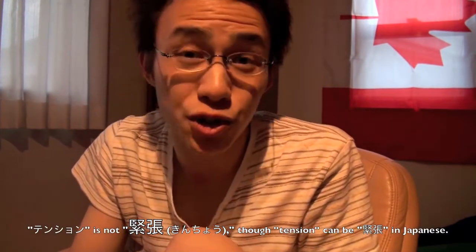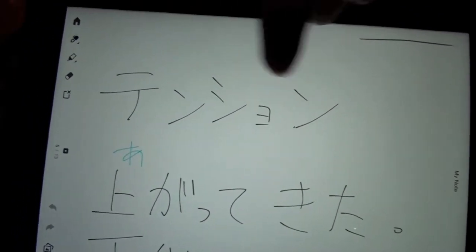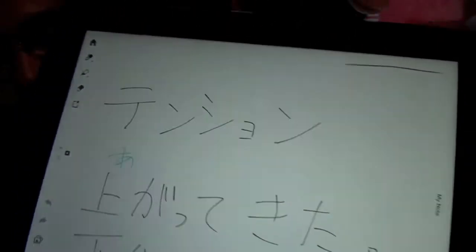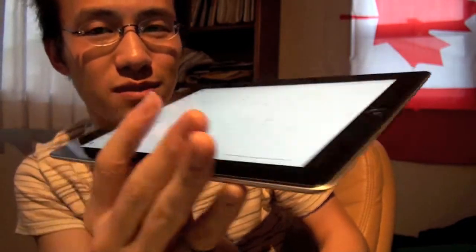Tension is not kincho in Japanese. Kincho is just kincho. We don't use a katakana word for that. We use kincho, which is a really Japanese word. And why tension, even though it means something really different from the original English word, is written in katakana like this is because it comes from an English word.